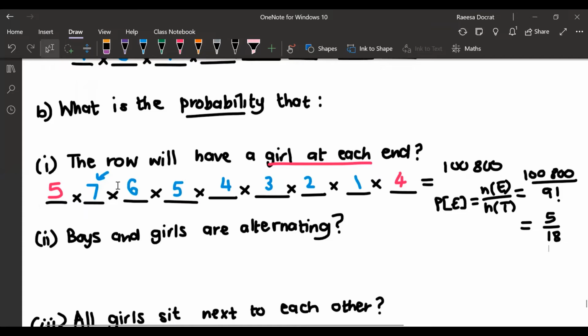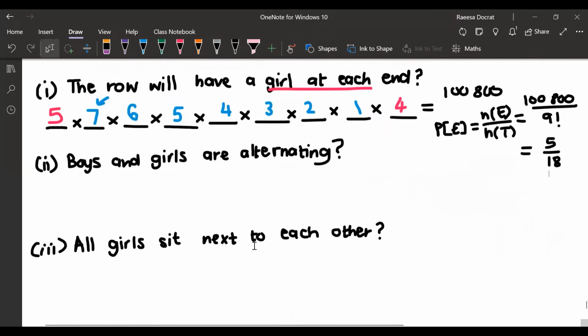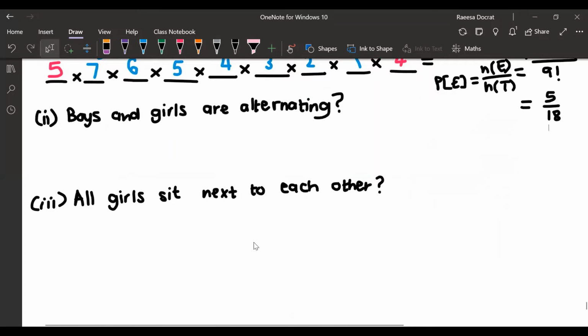Okay, so first we count the number of arrangements that meet the condition, and then to calculate the probability, we divide by the total possibilities, and we get 5 over 18. So what is the probability that girls and boys are alternating? So let's do that again. So 1, 2, 3, 4, 5, 6, 7, 8, 9.